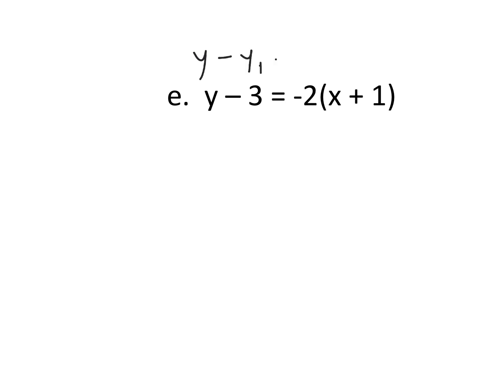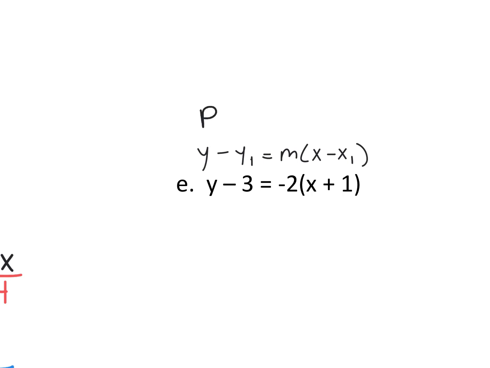y minus y1 equals m, x minus x1. This is called point slope form, which we probably didn't do a whole lot with in Algebra 1, depending on maybe where you took Algebra 1. Okay, so you see it in your equation. It's right there. That's your slope, negative 2.